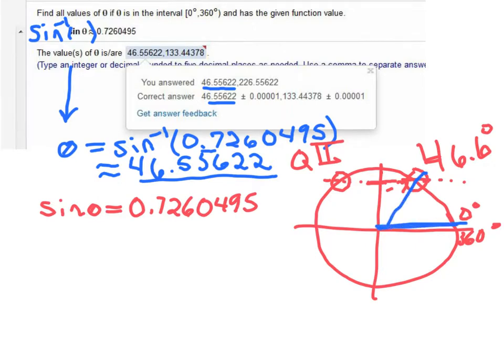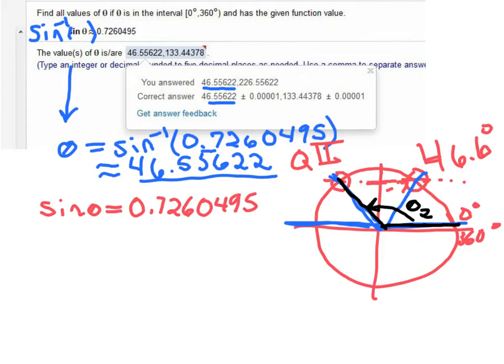So if this is 46.556 degrees, then we can set that reference angle down over here in quadrant 2. And then we're looking for this angle here. I'll call it theta 2. This is our quadrant 2 solution.